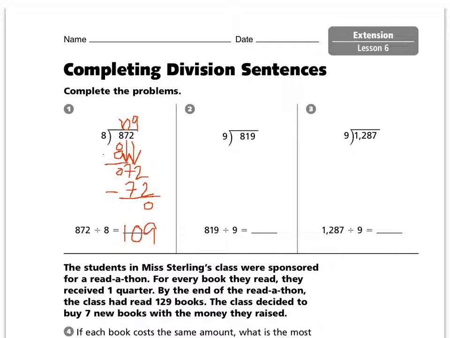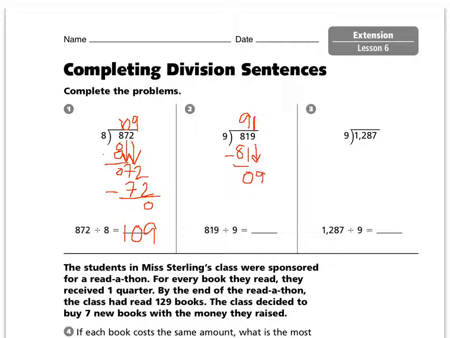Do the same thing for number 2. 9 goes into 81, and I had to use 81 and not just 8 because it won't go into 8. So 9 goes into 81 9 times. I put the 9 over the 1. 9 times 9 is 81. I subtract, I get 0. I bring down the next 9.